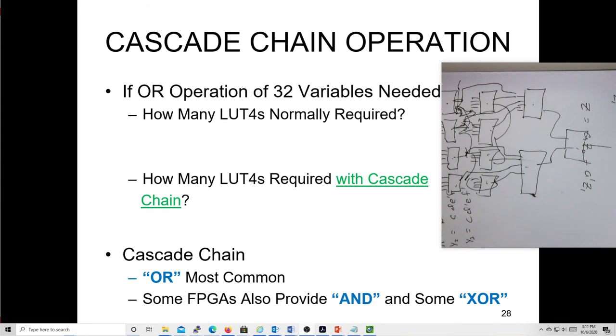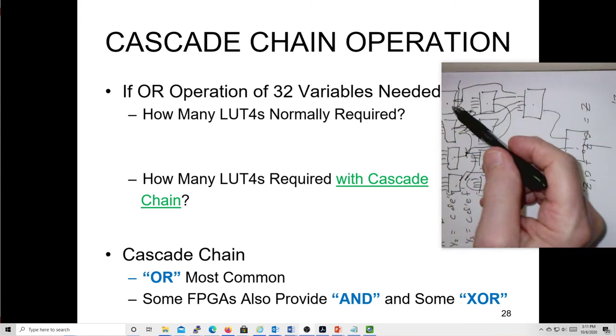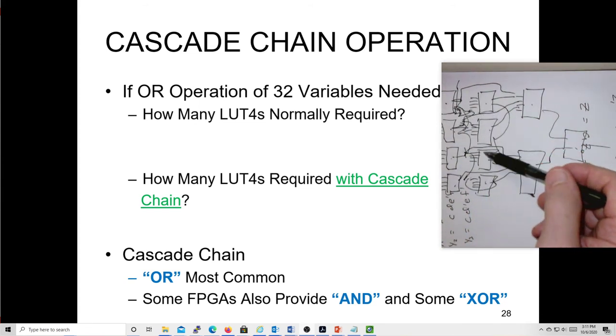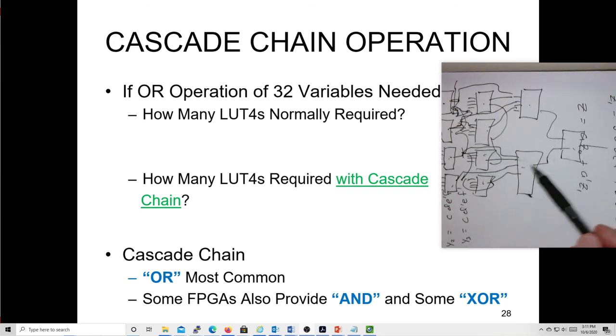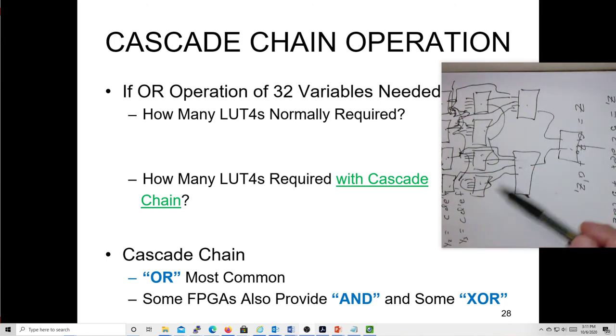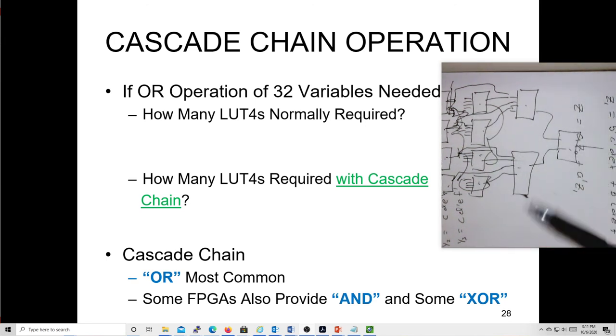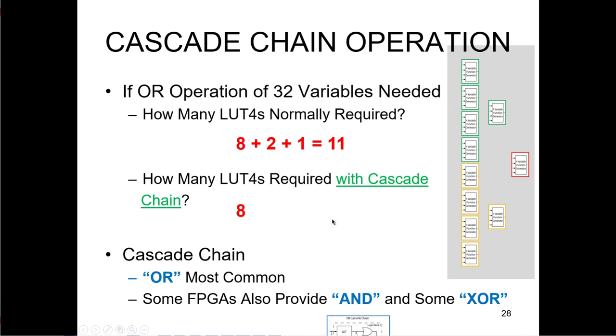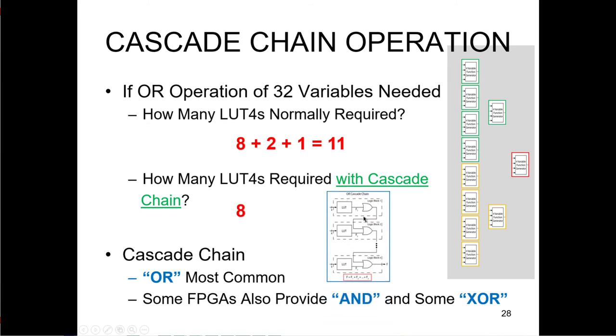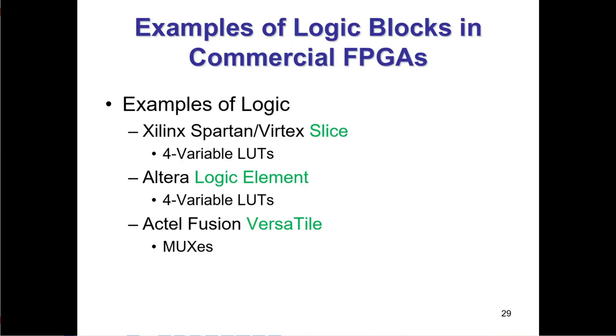Okay, so you see, we definitely have 1, 2, 3, 4, 5, 6, 7, 8. We can put 4 into this one, 4 into that one, and then these can go 1 and 1 into this one. So we need 8 plus 2 plus 1, or 11, if we don't have the cascade chain. So that would be that. But if we do have the cascade chain, then look, we can just daisy chain them together. And we only need 8.